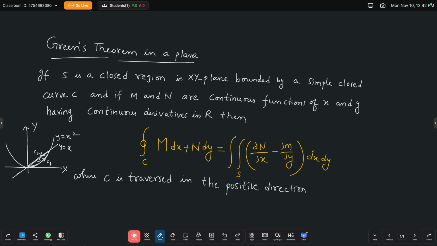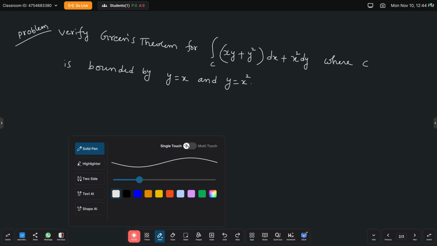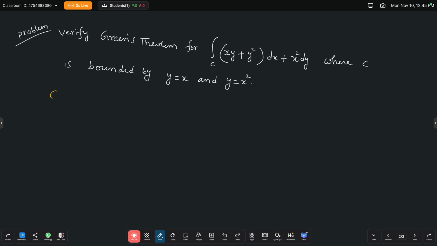Now discuss some problems on this Green's theorem. Now solve this problem. Verify Green's theorem for the integral of xy plus y square dx plus x square dy, where C is bounded by y is equal to x and y is equal to x square. Here, first we take an xy plane and draw the graphs of the curves. Given curves are y is equal to x and y is equal to x square.